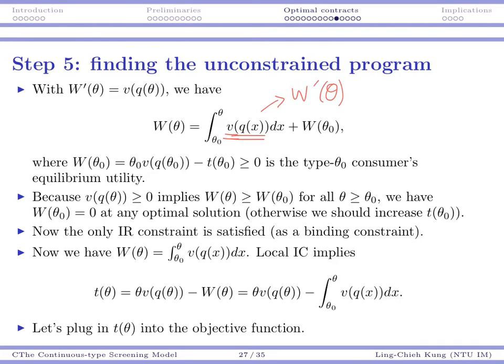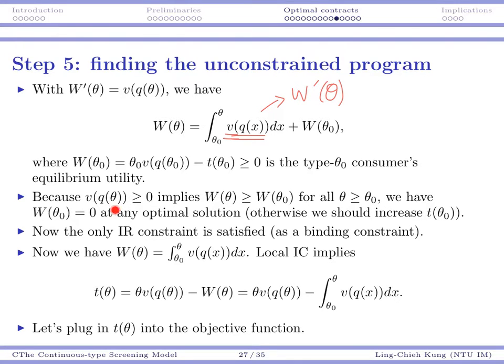Okay, so you start from here, go up to theta, and collect all the infinitesimal increments, and that goes to your W of theta. And don't forget, W of theta 0 is this one. This is the type theta 0 consumer's equilibrium utility, the lowest type consumer's equilibrium utility. We know a few things.